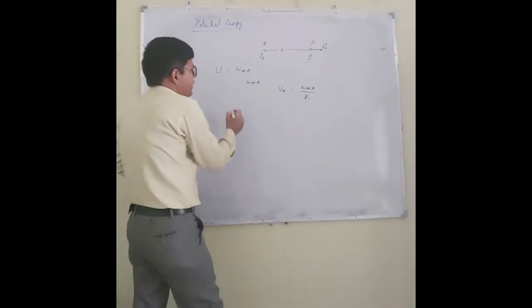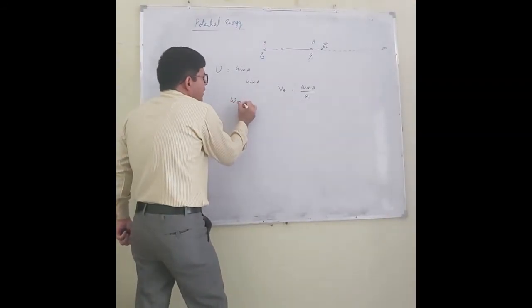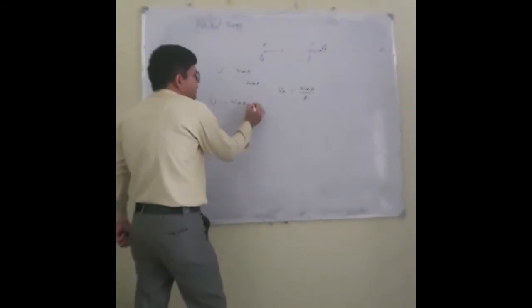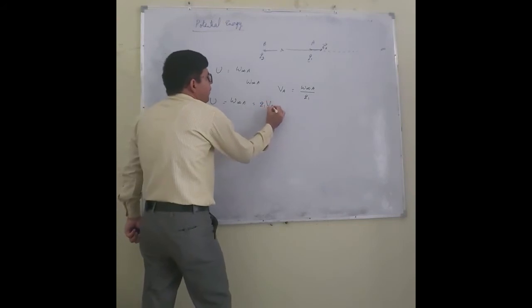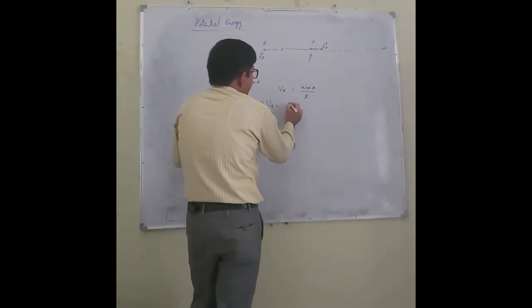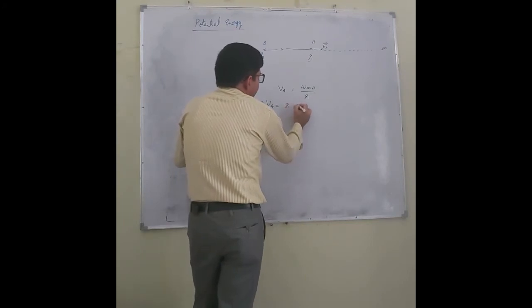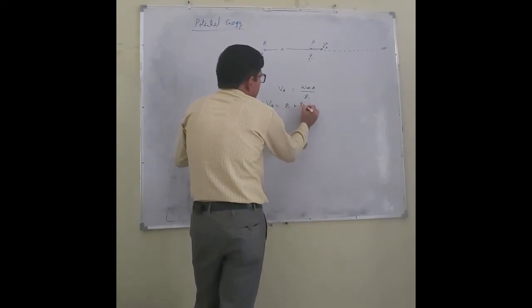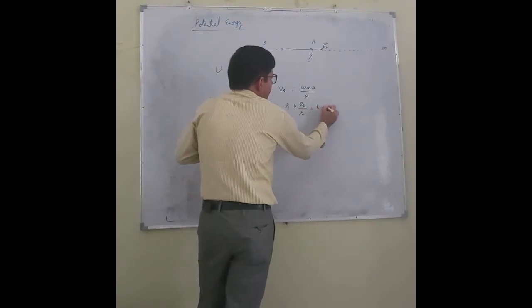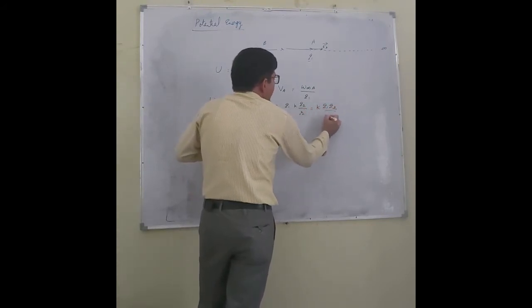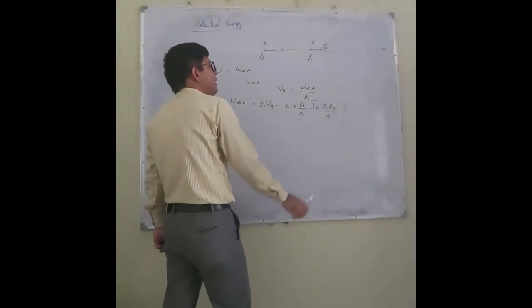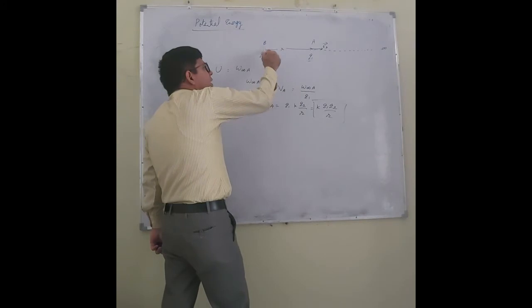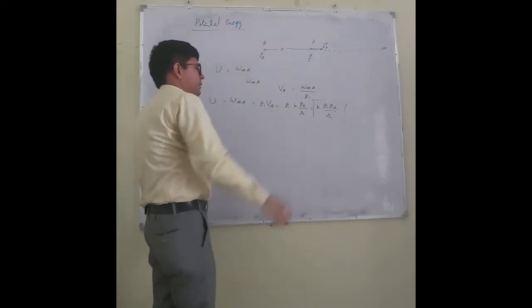Right? So I can say W from infinity to A equals U, the potential energy. It will be Q1 multiplied by the electric potential at point A. So this is Q1 and this is KQ2 by r. I can write KQ1Q2 by r. So this is the electric potential energy of Q1 in the electric field created by Q2 charge.